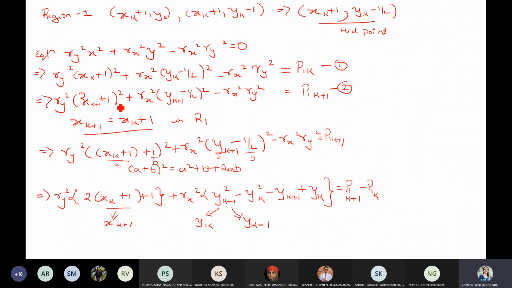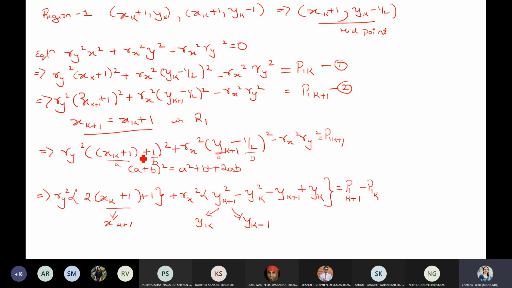Next, the next decision parameter, that is pk plus 1. What to do in that case? We just replace k by k plus 1, and yk we rewrite as yk plus 1. As we know, in region 1, xk plus 1 you are going to increment. There is no need to decide, because at every iteration we are incrementing our x. So we can directly write xk plus 1 as xk plus 1.